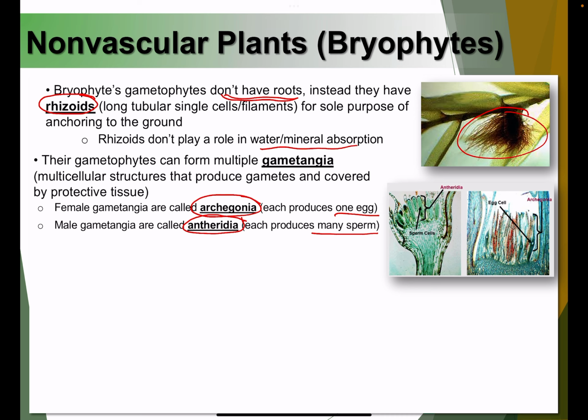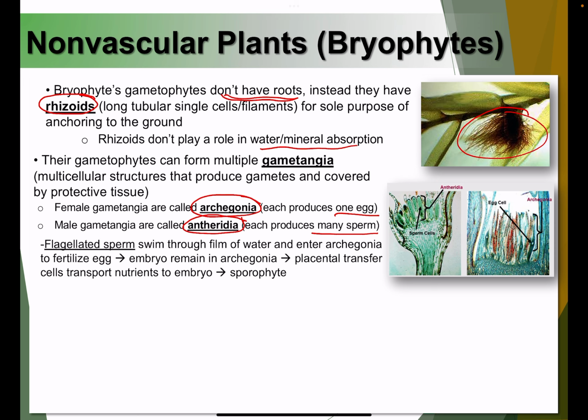So that's similar to humans when we're talking about female and male gametangia in these non-vascular plants. And flagellated sperm can swim through the film of water and enter the archegonia to fertilize the egg. Again, a very similar process as humans. Once the sperm fertilizes the egg inside the archegonia, the embryo will remain in the archegonia, and placental transfer cells transport all the nutrients the embryo needs until it matures to become a sporophyte.